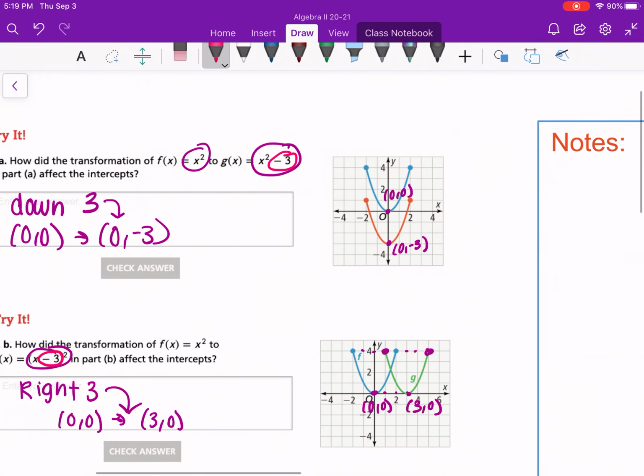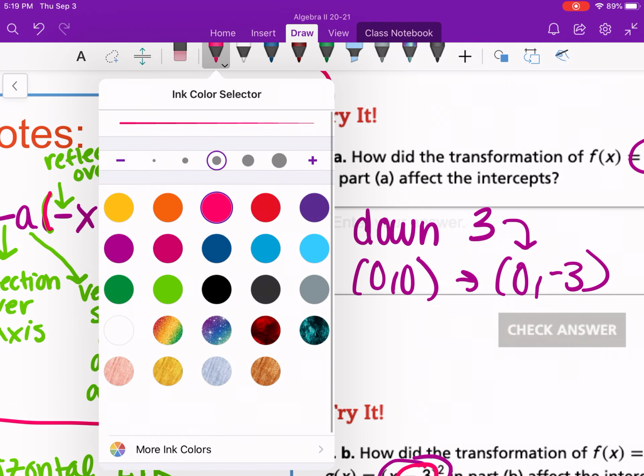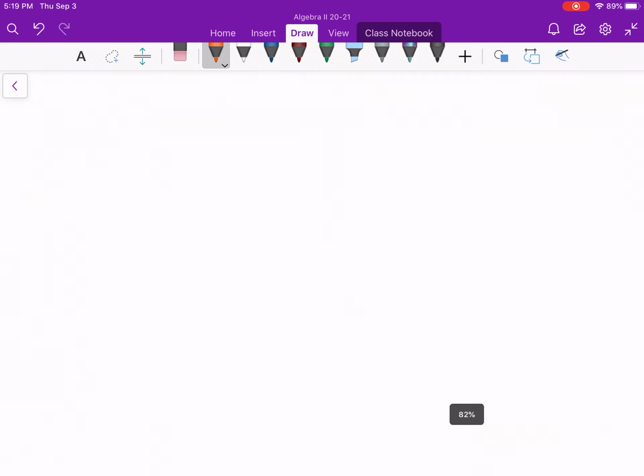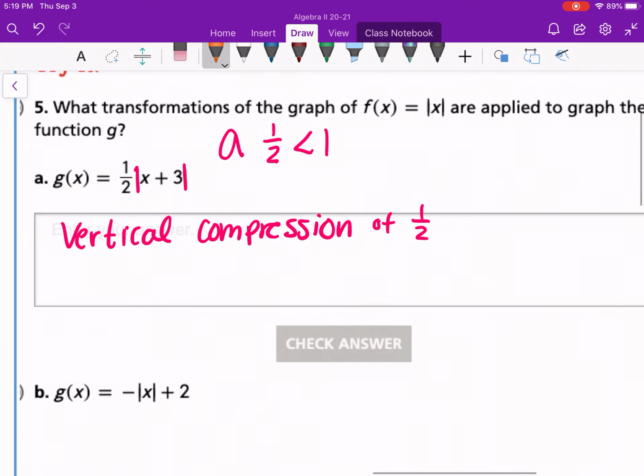So I'm going to go back. I'm going to look. Okay, when something is inside the container, that's my horizontal shift. And then I go, okay, if it's adding, it's going to go left. If it's subtracting, it's going to go right. So I back up. I'm adding 3, which means left 3. And that's how you guys are going to write your answers for transformations. So literally saying vertical compression of 1/2 and left 3. Those are the two things.